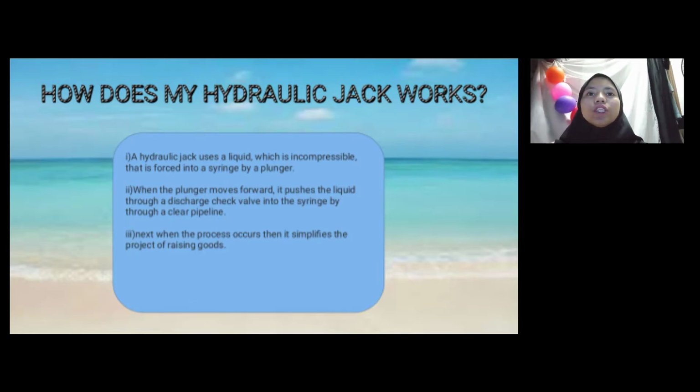So we look at how my hydraulic jack works. Number 1, a hydraulic jack uses a liquid which is incompressible, that is forced into a string by a plunger. When the plunger moves forward, it pushes the liquid through a discharge check valve into the string through a clear pipe line. Next, when the process occurs, then it simplifies the project of raising goods.